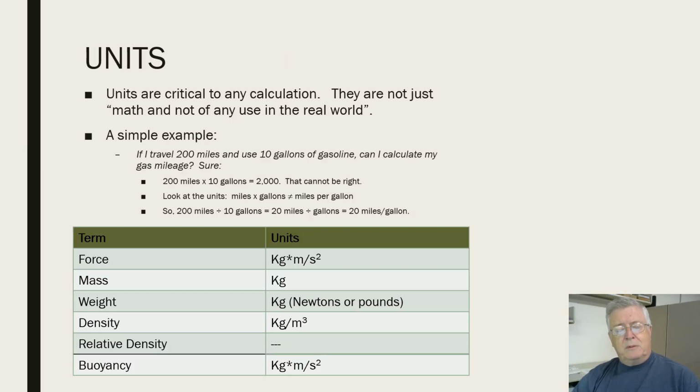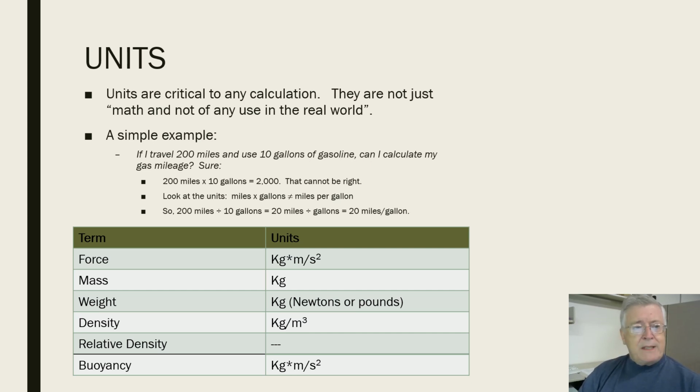Units. Boy, I've heard a lot about units lately. Units are not just math and not of any use in the real world. That is not a true statement. You use the units anytime you do any kind of calculation, and it's important to keep the units going along with your calculation, because you could get confused and end up doing the wrong thing.